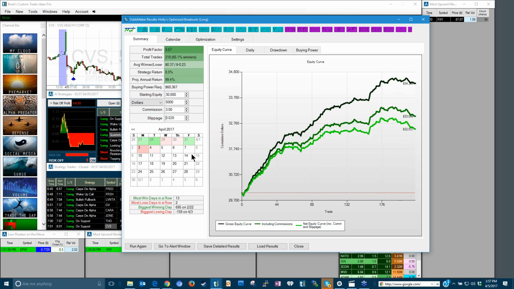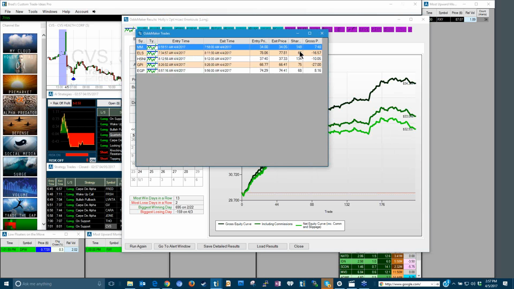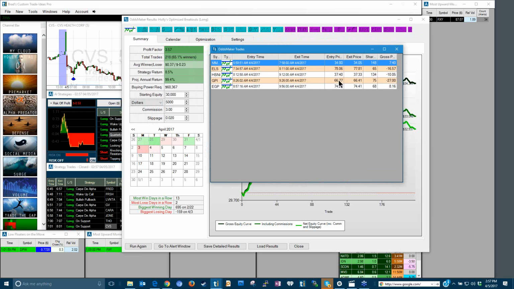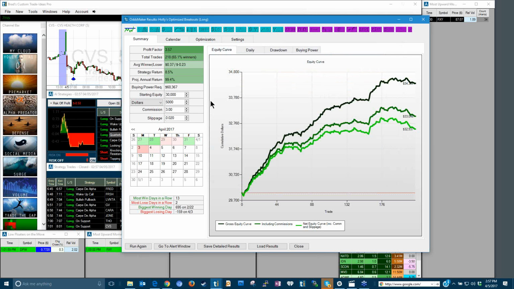But then you also have a calendar heat map. So if you select any of the days, you can see exactly what signals generated, how much you would have made or lost, where you got in. And since I'm doing $5,000 per transaction, it's letting me know how many shares for that particular trade.